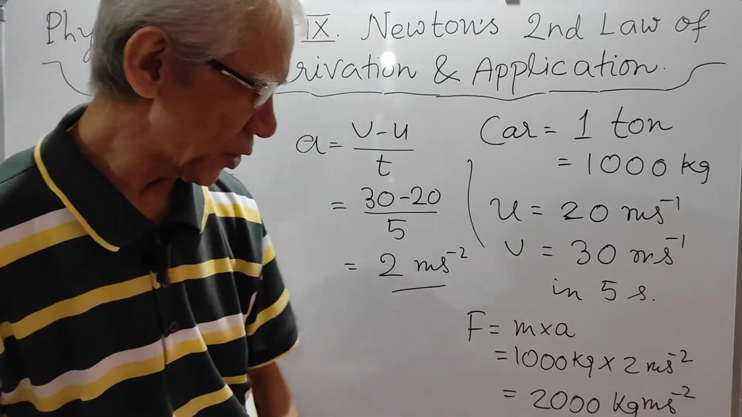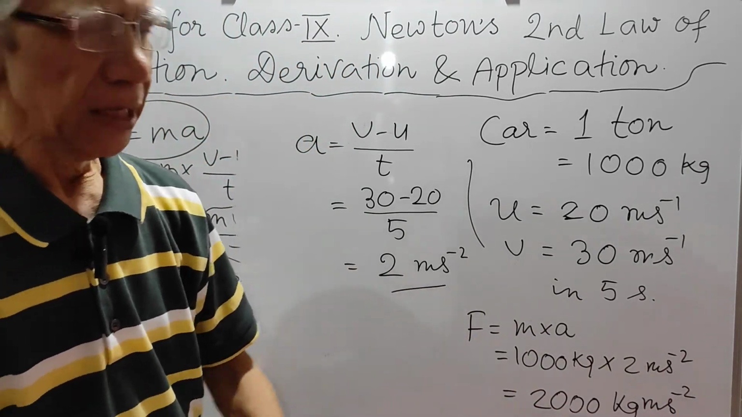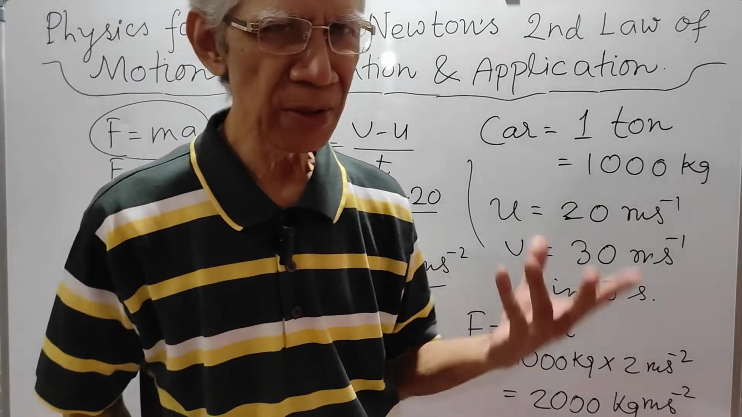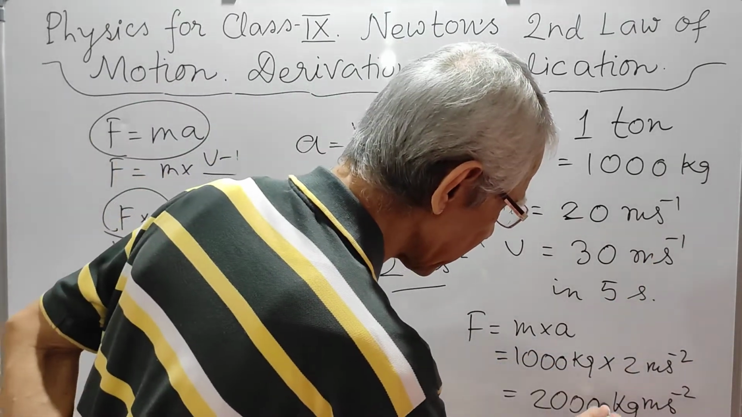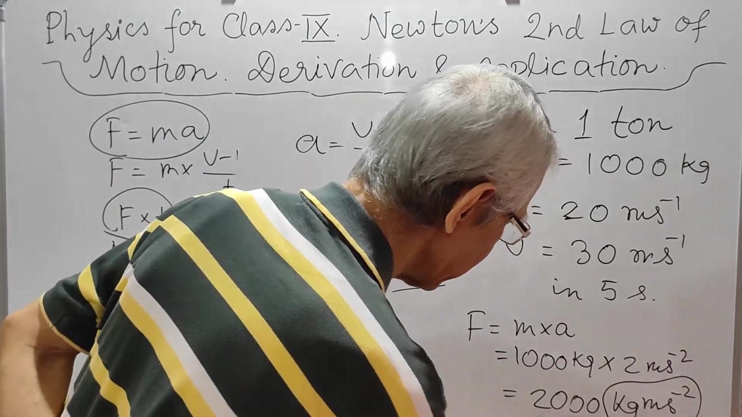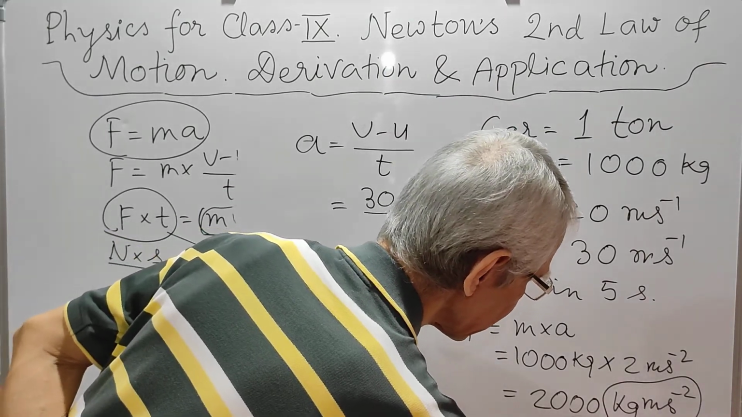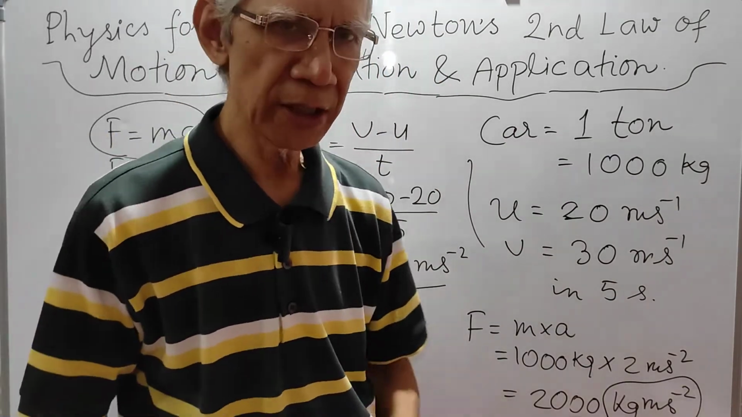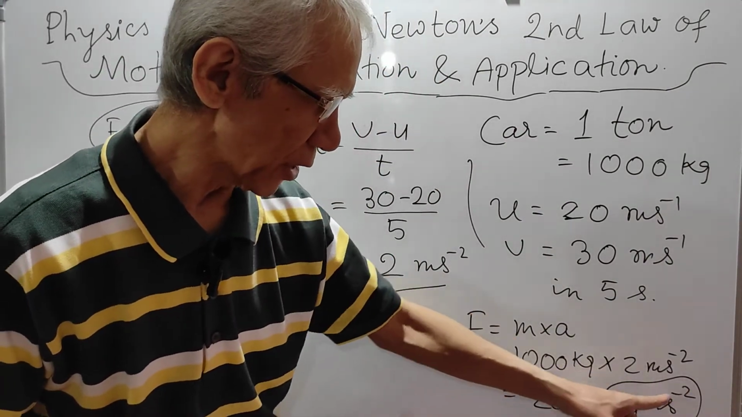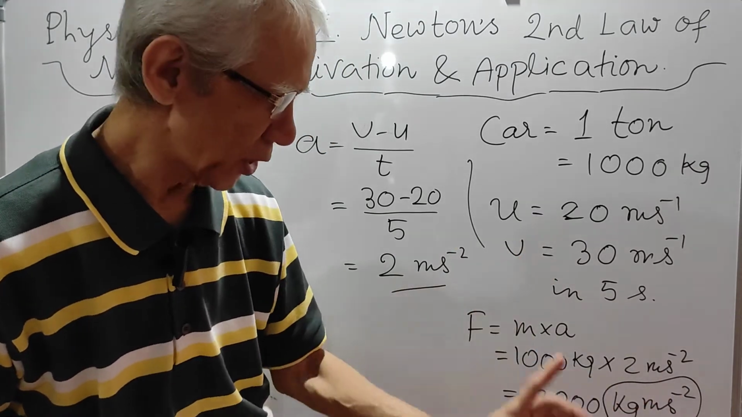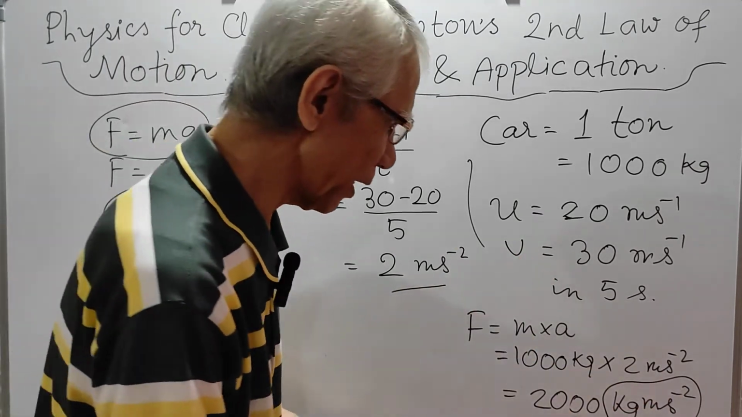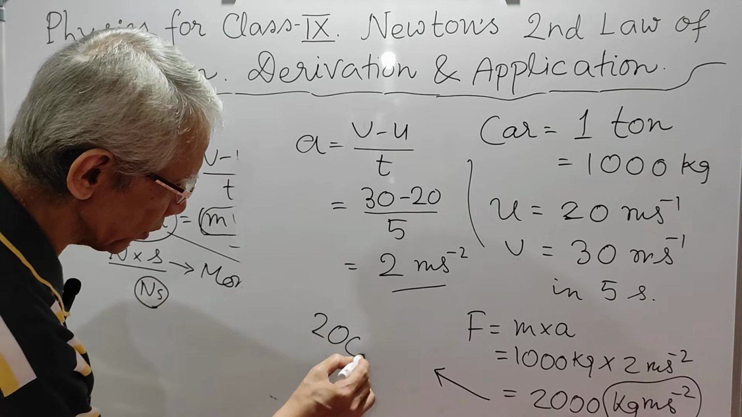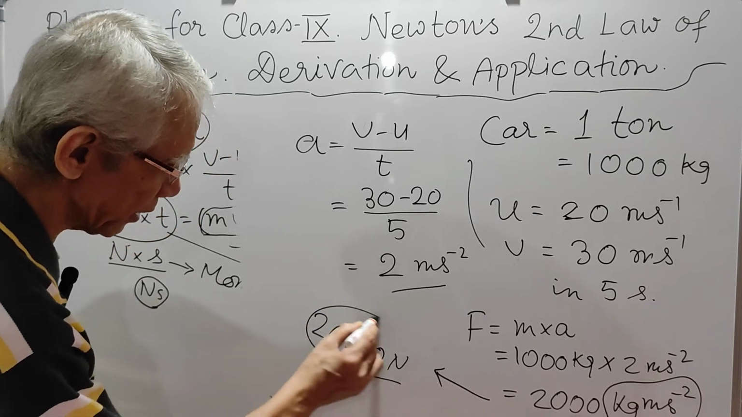Kg meter per second square is the SI unit of force, but since it is long, scientists have devised a simple word, Newton. So this whole thing is replaced by one word, Newton, to honor the great scientist Sir Isaac Newton. The symbol is capital N. Therefore, how will you write the answer in exam? 2000 Newton.